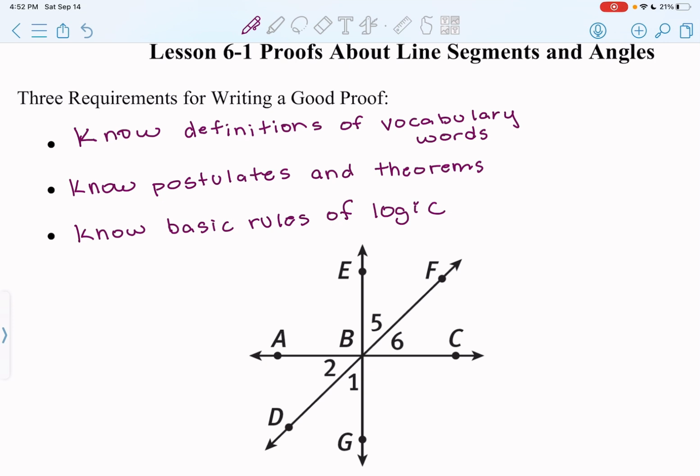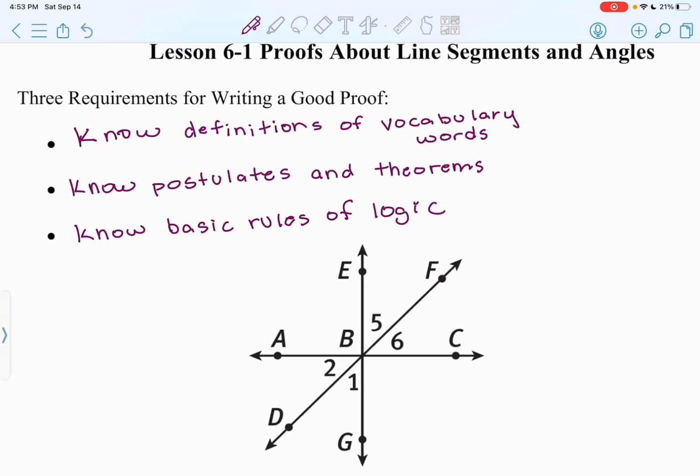And so in order to write a good proof, first of all, you need to know your definitions of your vocabulary words. Some of our vocabulary words up until this point have been right angle, midpoint, bisector, complementary, supplementary. Make sure you brush up on those definitions so that when they are mentioned in a proof, you know what they are and what conclusions we can make because of them. We also need to know our postulates and theorems.